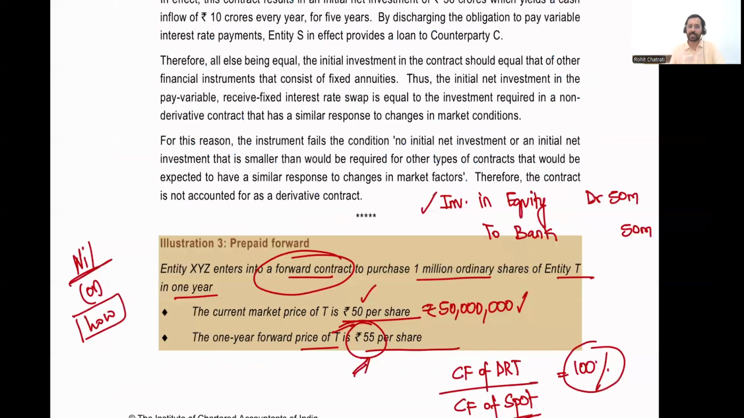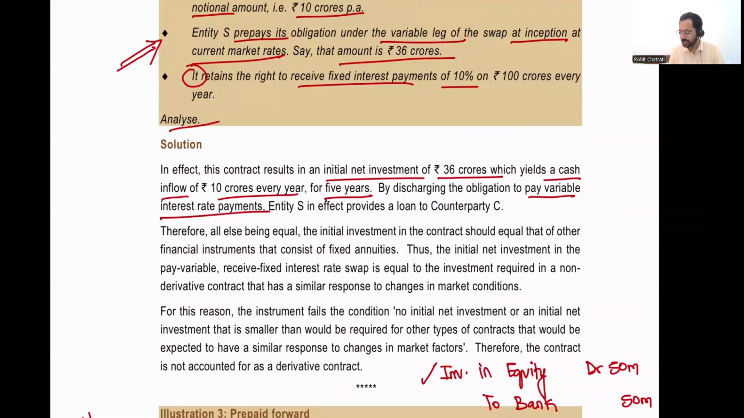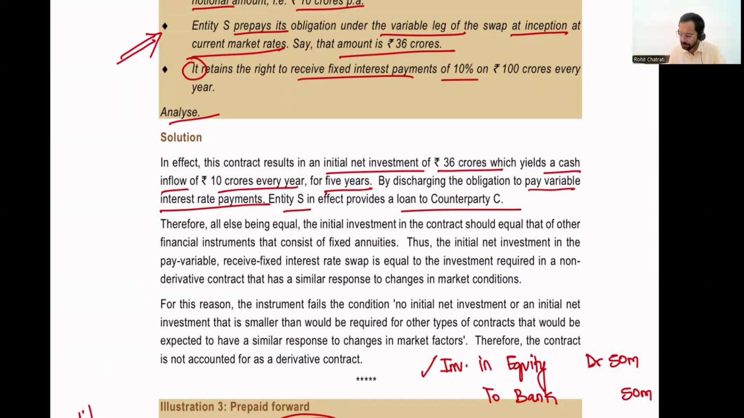So let us actually read the solution. In effect, this contract results in an initial net investment of 36 crores, which yields a cash inflow of 10 crores every year for the next 5 years. By discharging the obligation to pay variable interest rates, entity S in effect has provided a loan to counterparty C. It is as if I've provided a loan to counterparty C. Therefore, all else being equal, the initial investment in the contract should equal that of other financial instruments that consist of fixed annuities. We are going to look at it as if it is a fixed annuity.